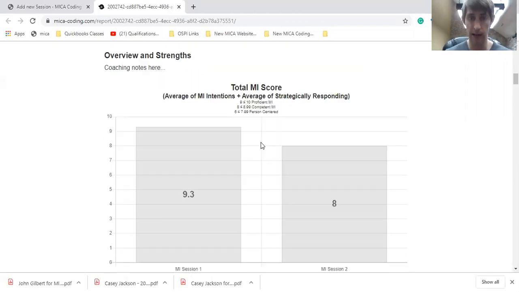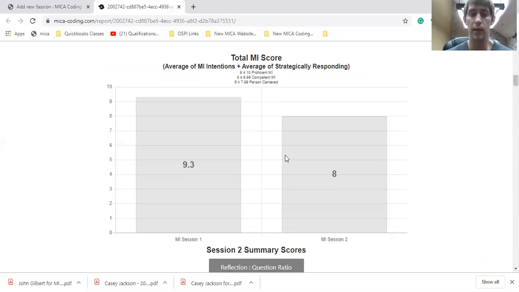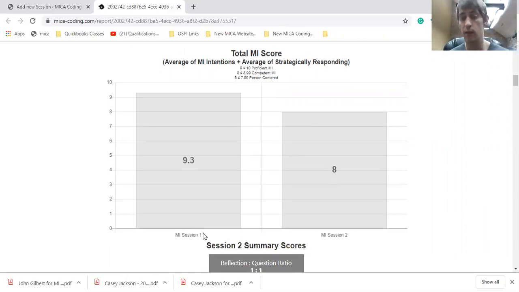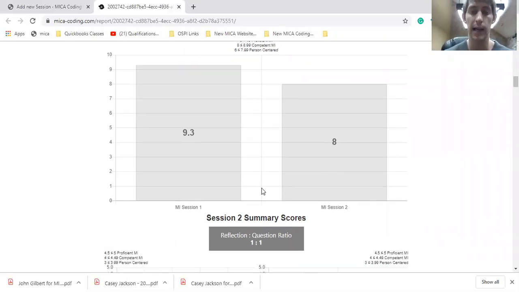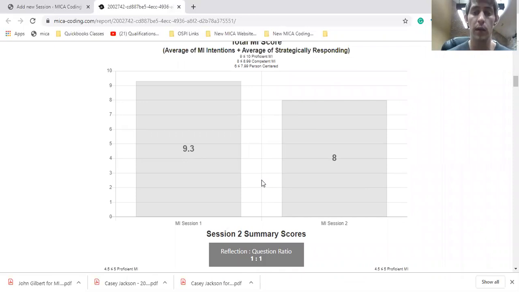And then beneath that is something called the total MI score. It averages your MI intentions and your strategically responding scores, and it even gives you a breakdown here. And then what you'll see is on these graphs, you'll see your different sessions over time with your total MI score. In this case, this practitioner's MI session 1 was even more skillful than their MI session 2. And you'll see then how you do as a trend over time with your overall MI score.